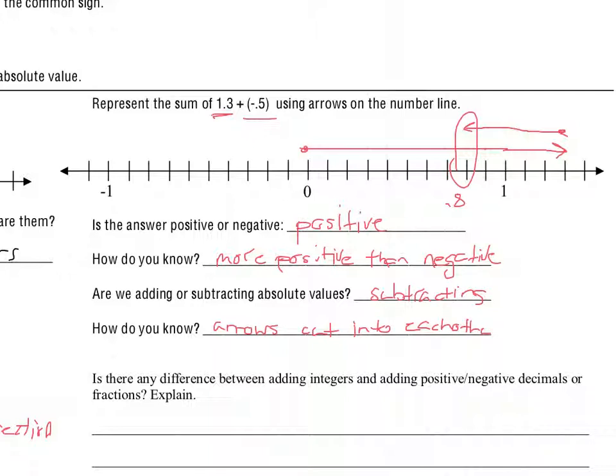So thinking about this, this is really like 1.3 minus 0.5. Take the sign that we said: it's going to be positive, because it's more positive than it is negative. We're going to get 0.8. Sure enough, that's what we got on our arrow diagram.